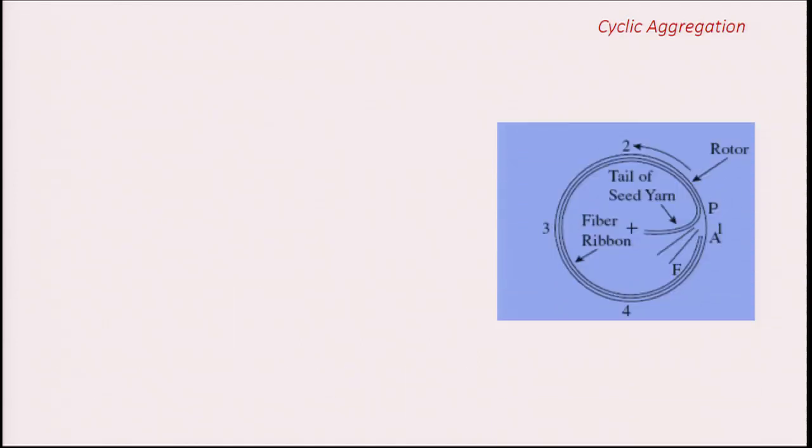Now, let us take this picture here. Here the rotor is shown as the circle and the fiber feed point F, that is the feed channel which is coming over there. Then you have the seed yarn tail which is shown there, and also the point P, which denotes the peel off point, and there is a point A also shown over there. This point A is, let us say, marked fixed on the rotor. So, as the rotor rotates, this point A also moves along with that.